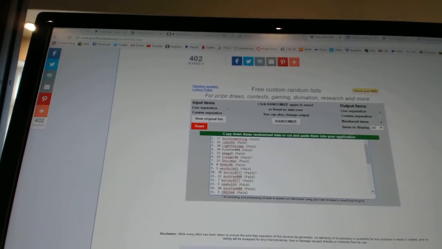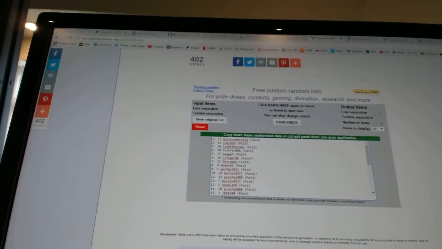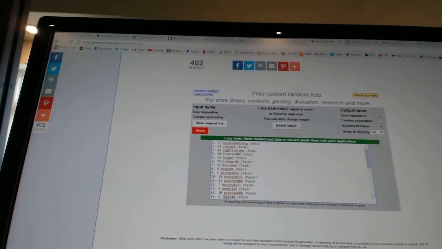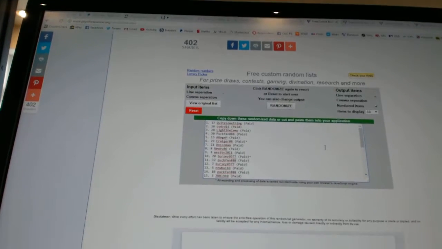So whoever lands on top gets the monster spot. Number two gets the portfolio XRC. Number three gets the Artifacts Rookie Relic Redemption. And number four gets the Artifacts Wild Card.